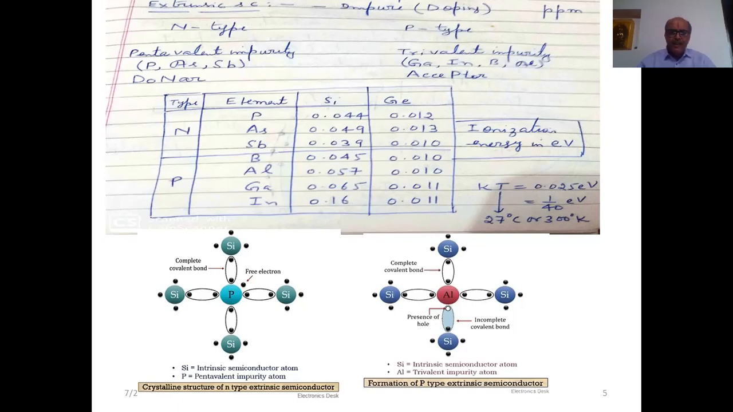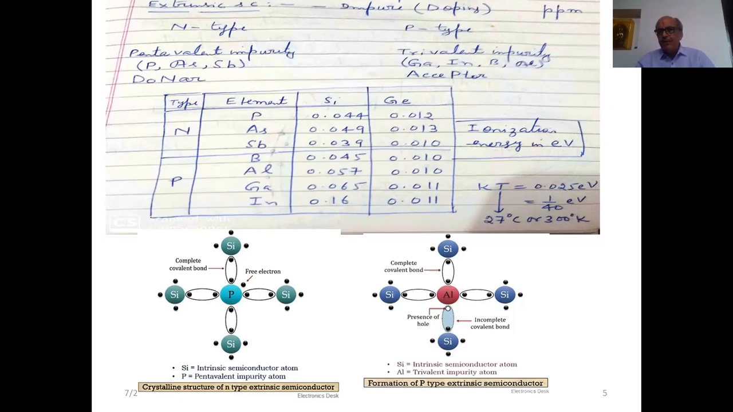So if you look at the figure, I have replaced 1 silicon by 1 phosphorus, and phosphorus is a pentavalent impurity. So there are 5 electrons in the outermost orbit. So 4 electrons of phosphorus do the same work as done by the silicon, but 1 electron is left. And if the thermal energy available in the vicinity of this phosphorus atom is of the order of the ionization energy in silicon or germanium, this electron is free.